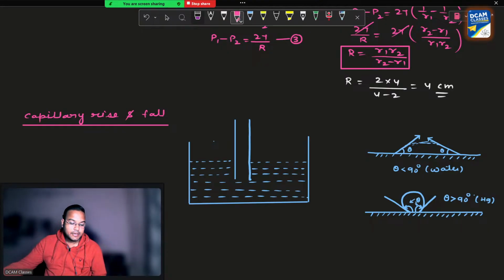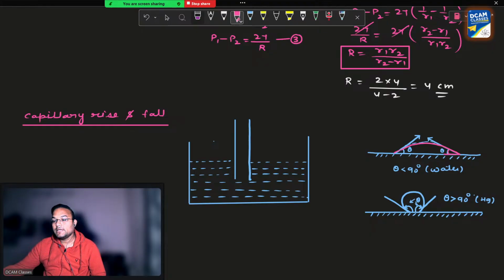Again, I am repeating, the angle of contact is the angle which the surface of the liquid makes with the surface of contact. This is the liquid surface, the pink one. It's making the angle with the surface. So this is the angle. This is the angle of contact. This in case of water.